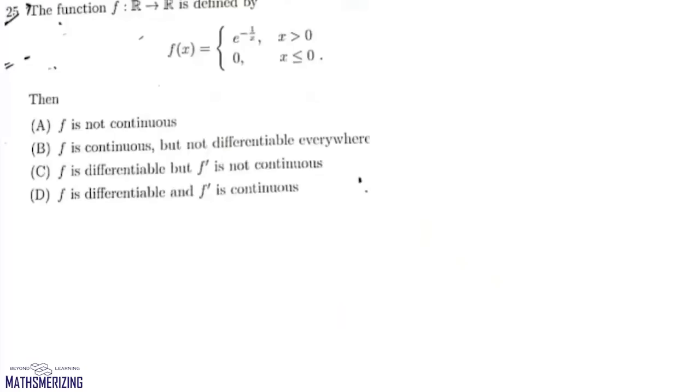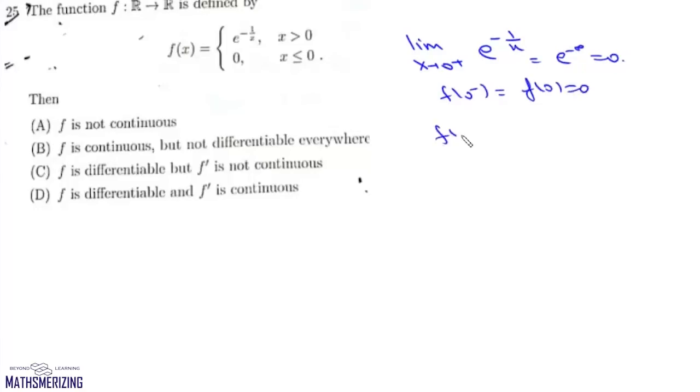Now question number 25 is, for this function we need to find its continuity, differentiability and continuity of f dash. Now limit x tends to 0 positive e to the power minus 1 upon x will be e to the power minus infinity, which is 0, and f(0) negative equals f(0) is also 0. So that means f(x) is continuous at x equals 0. So this function is continuous.